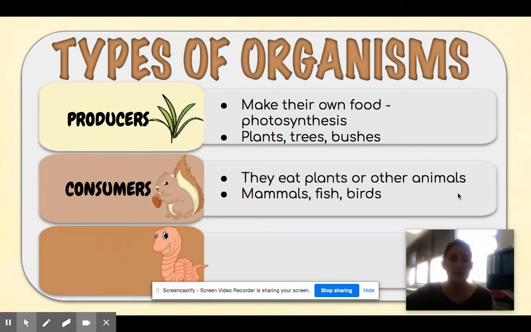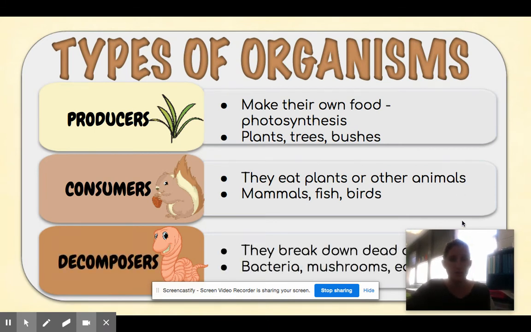Consumers eat plants or other animals. Consumers consume things. They eat other things in order to get their energy. So they eat other plants, they eat other animals. Examples of consumers are mammals, fish, birds. We are consumers. We eat food in order to get the energy that we need.